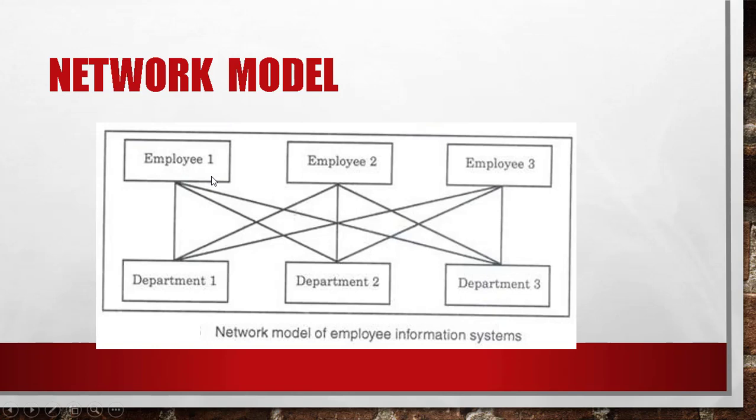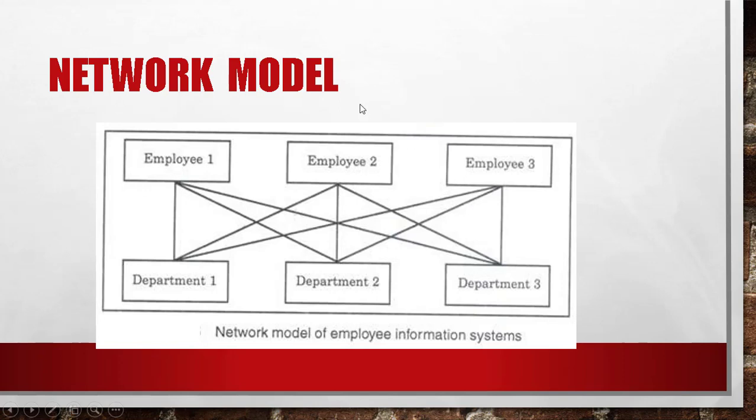In this example, you can see employee 1, employee 2, employee 3. Employee 1 is connected to department 1, department 2 and department 3. Again, employee 2 is connected to department 1, department 2, department 3. Employee 3 is connected to department 1, department 2 and department 3. So each employee is connected to all the departments. It is in the form of a graph.